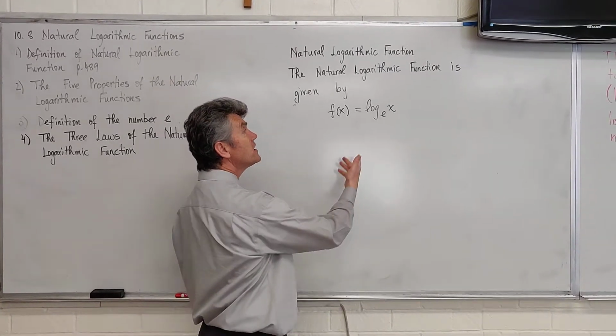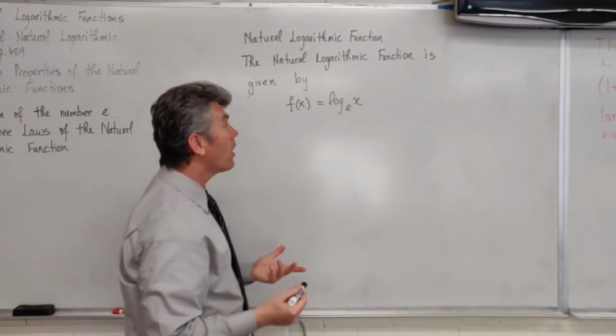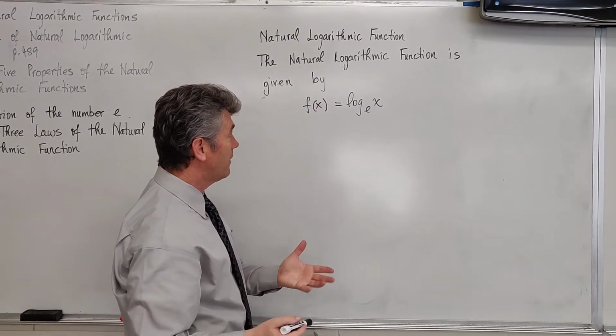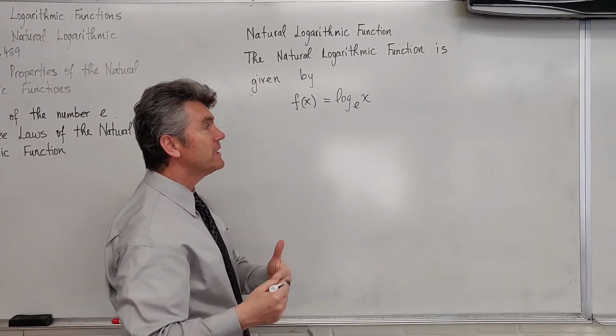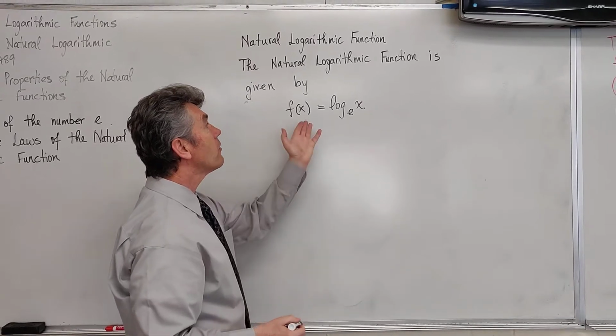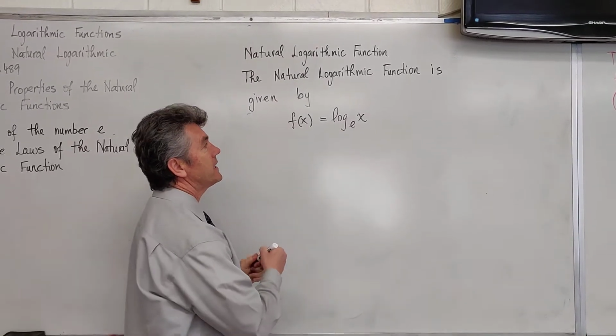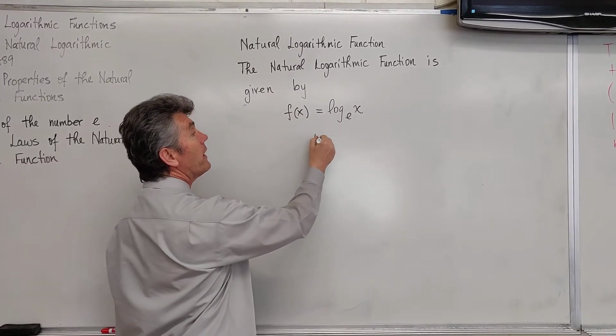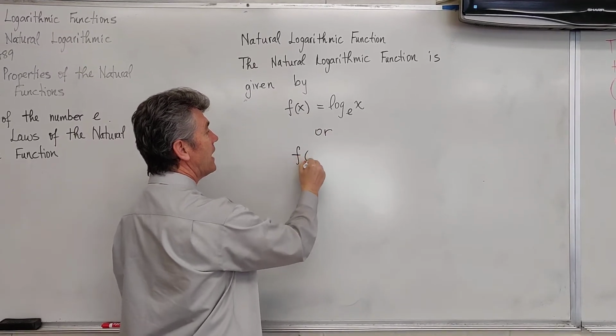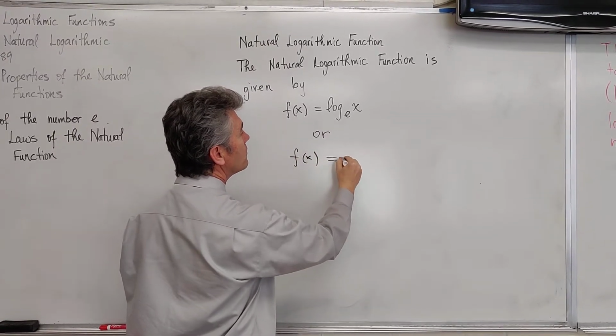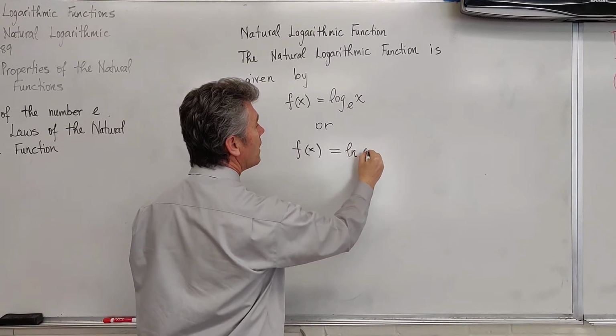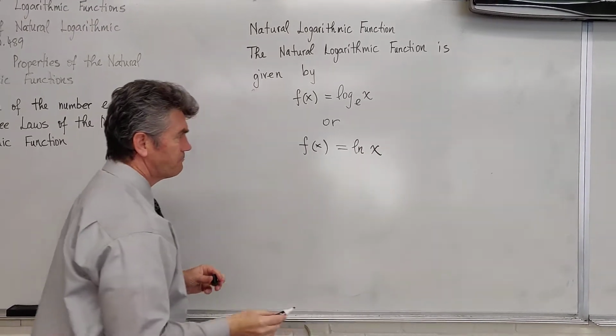Just like a common logarithm is a logarithm with a base of 10 and can be written in a different way, so can log of x with a base of e. A different way of writing this is just f of x is equal to the natural log of x.